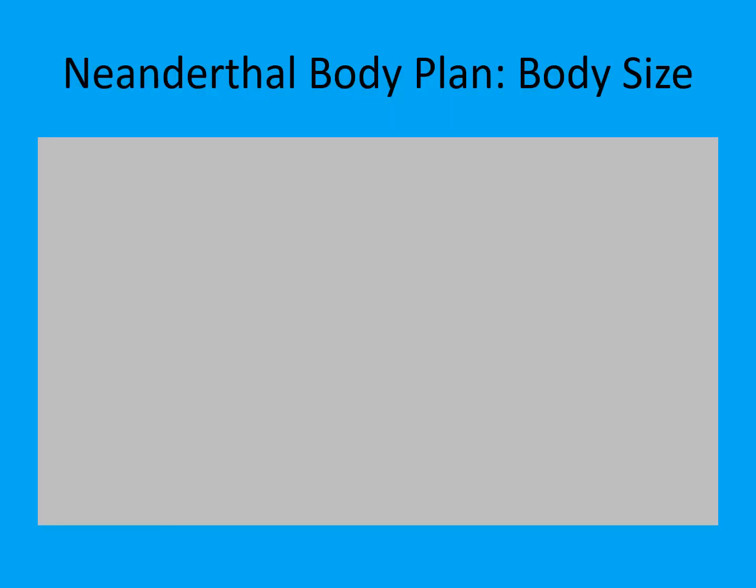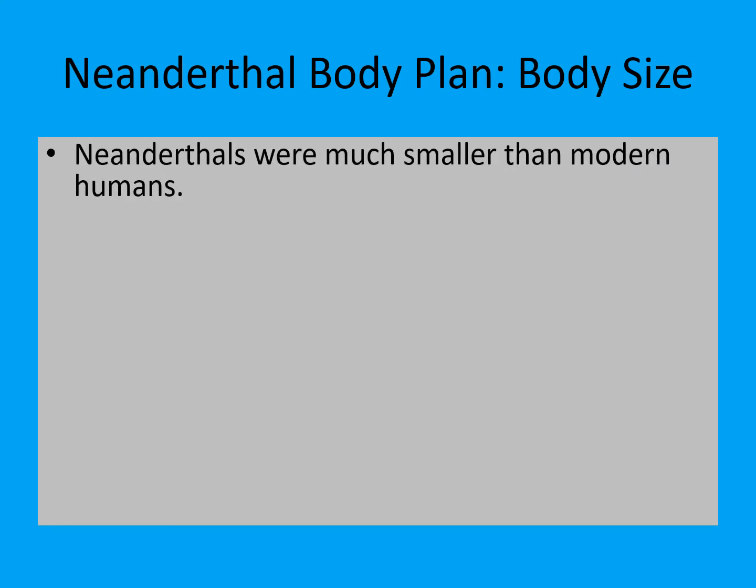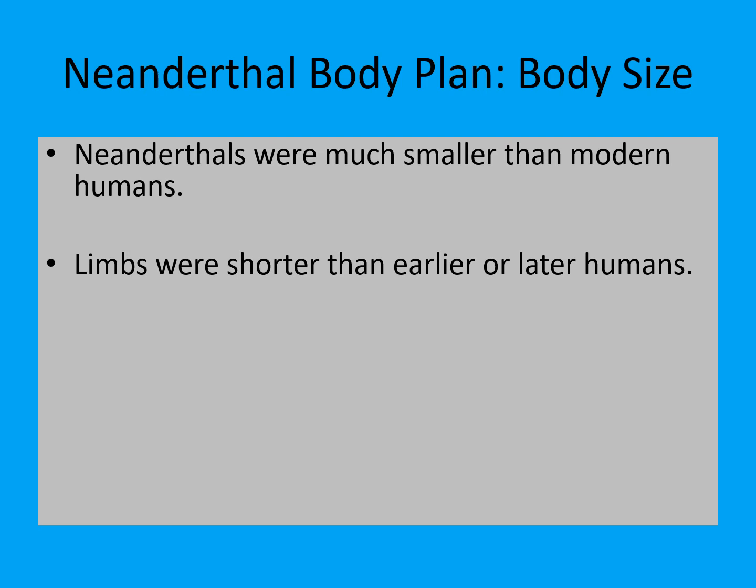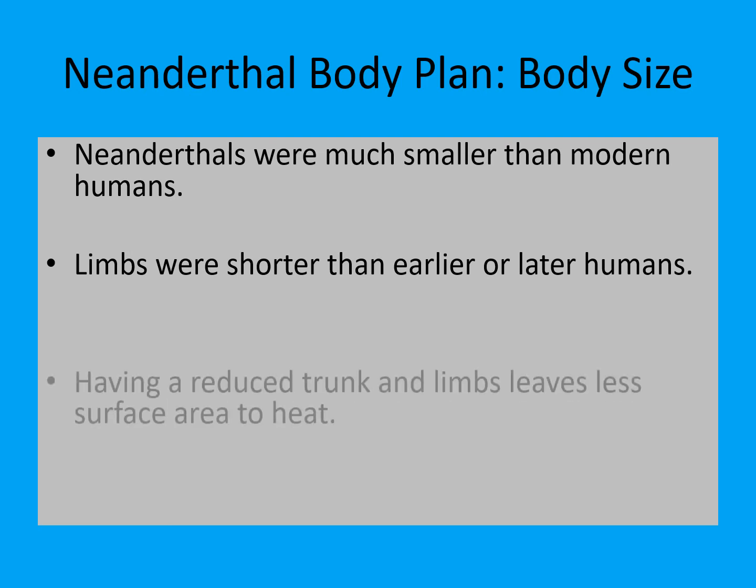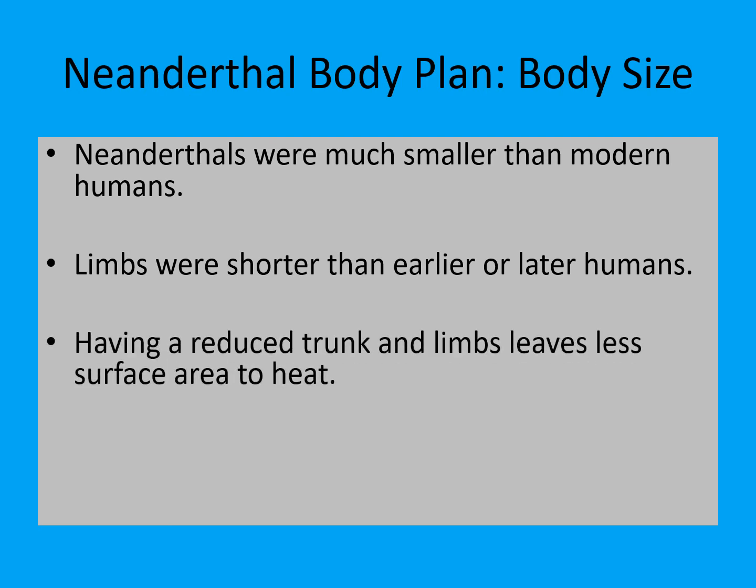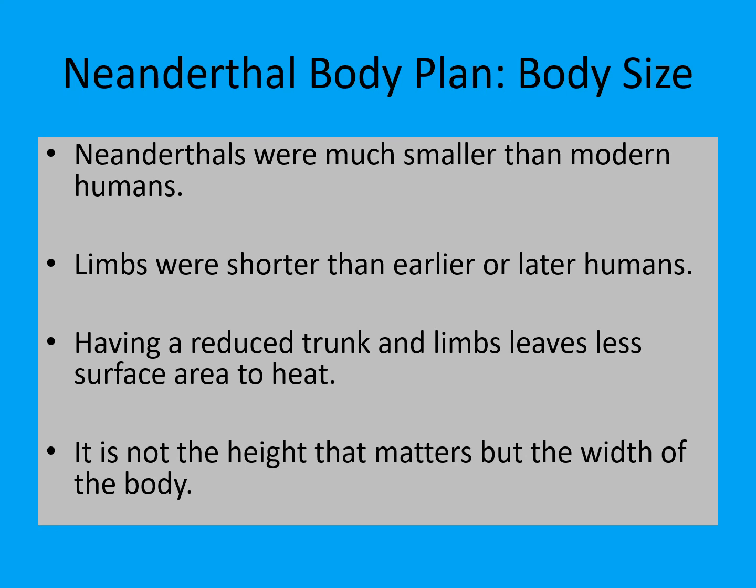So Neanderthals, in terms of their body size, were much smaller than modern humans are. Their limbs were shorter than earlier or later humans. Having a reduced trunk and, of course, limbs leaves less surface area to heat, right? Remember Bergmann's and Allen's rule, right? So it is not the height that matters, but the width of the body in terms of our response to cold.